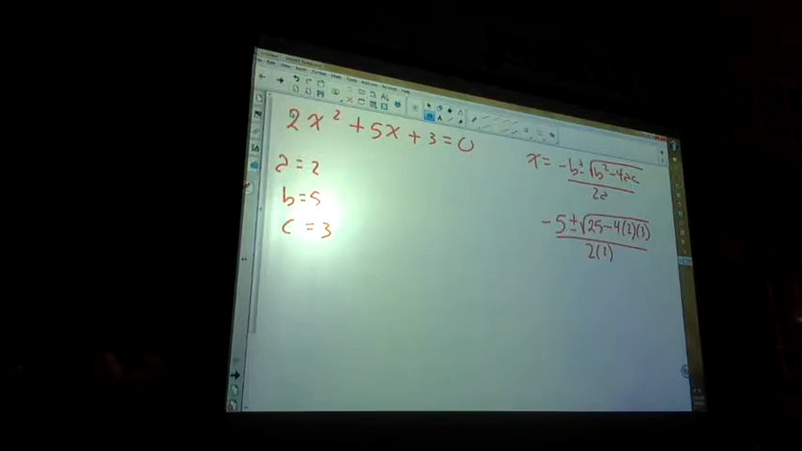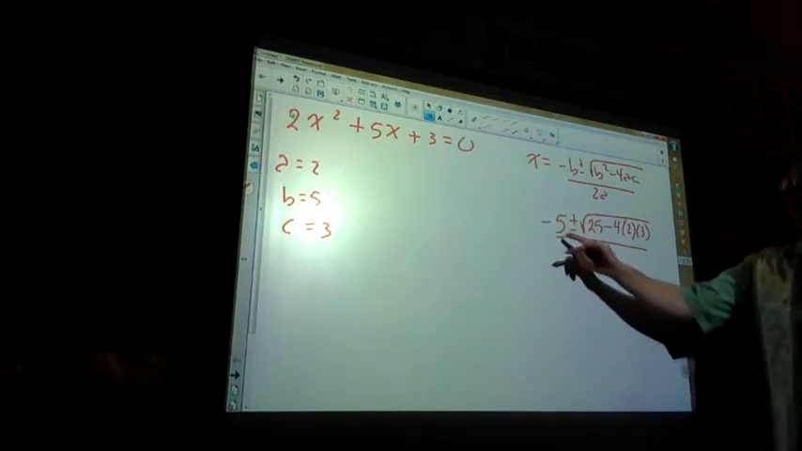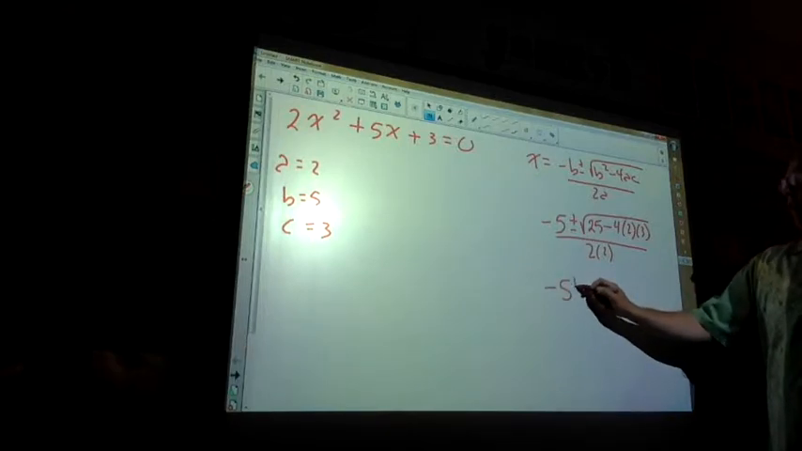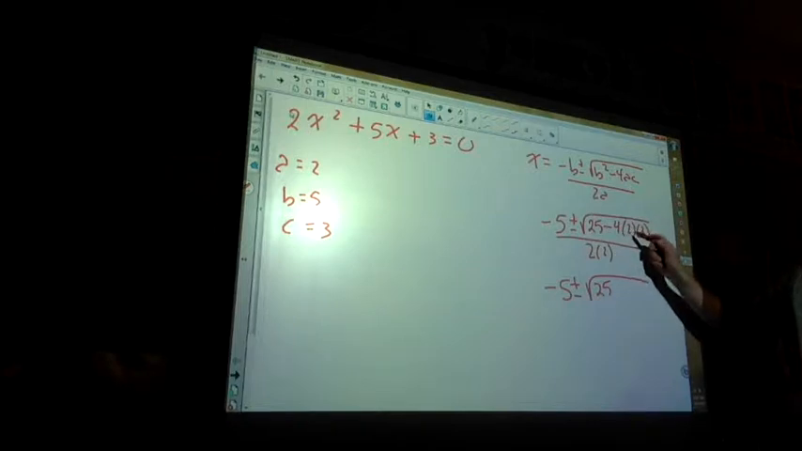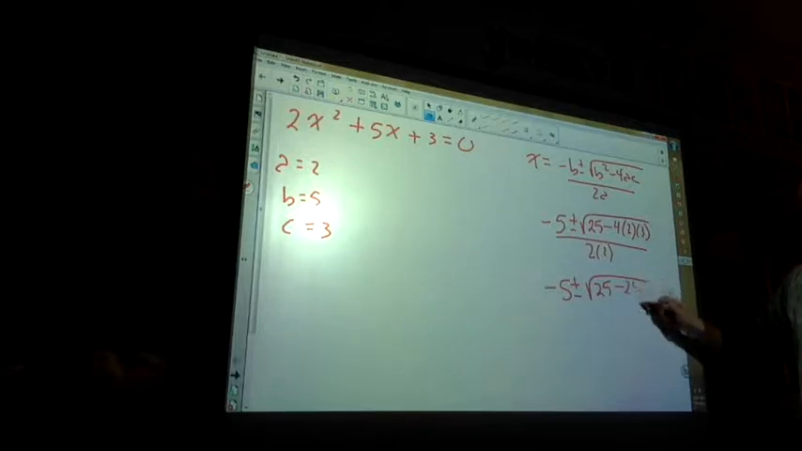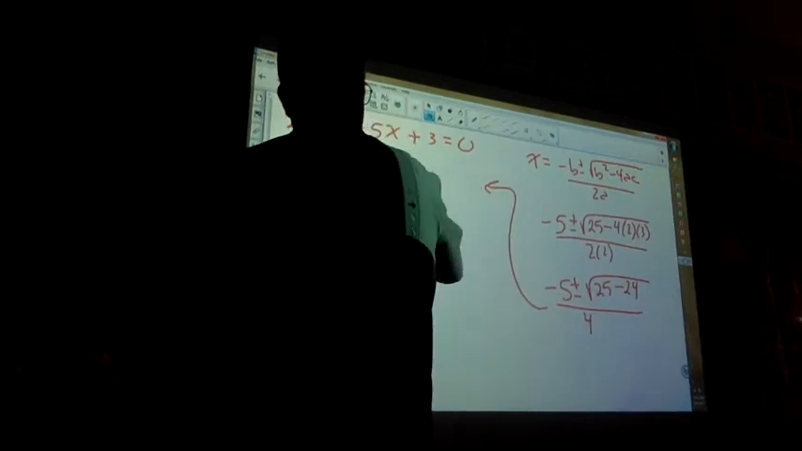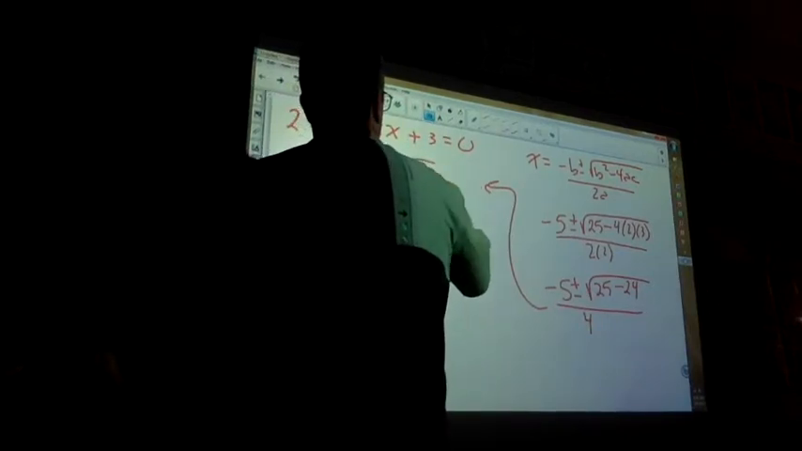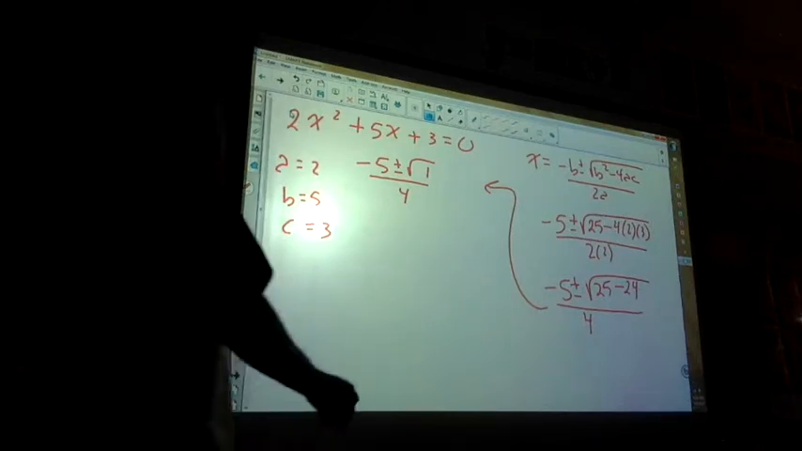All right, so let's clean it up a little bit. Let's do the arithmetic, okay? So negative 5 staying as is for now. 25. Negative 4 times 2 is negative 8. Negative 8 times 3 is negative 24. All divided by 4. It's cleaned up a little bit more. Okay, let's bring this back here. I get negative 5 plus or minus the square root of 1, over 4. What's the square root of 1? 1.